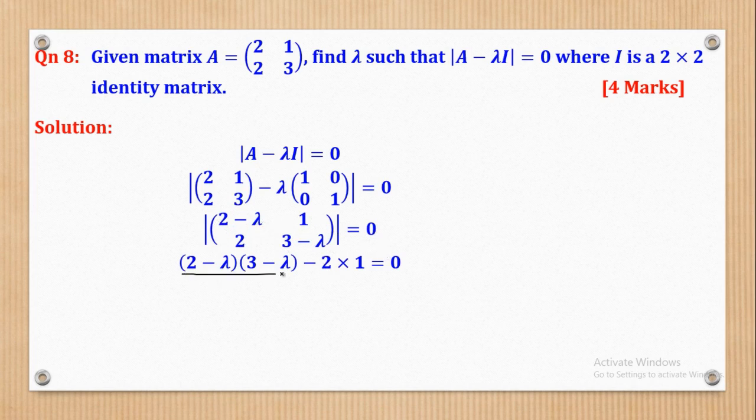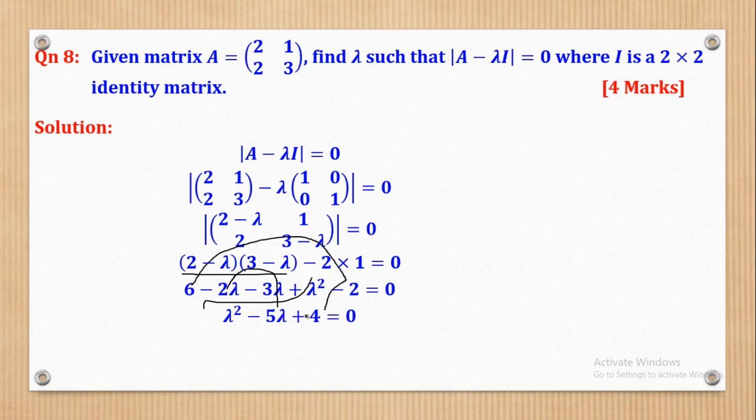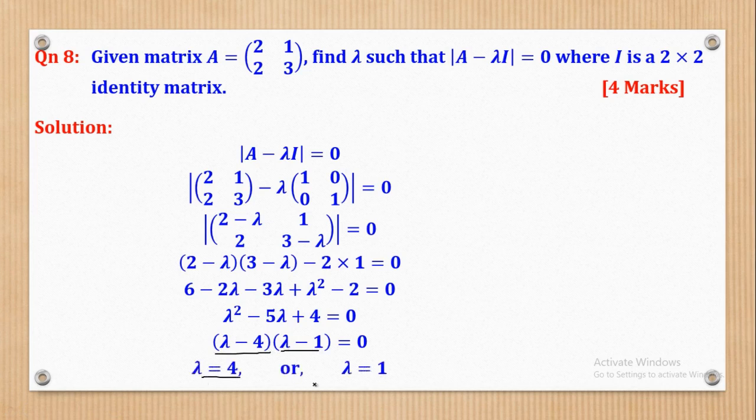The next is to open this bracket. When I open that bracket, I'll come up with that. I think you realize that this is a quadratic in terms of lambda, so I'll simplify to come up with this quadratic. Lambda squared is there. Then negative 2 minus 3 is negative 5 lambda. 6 minus 2 is 4, and this 0 is maintained. So here I can either factorize or use the formula method. When I factorize, I'll come up with lambda minus 4 multiplied by lambda minus 1. That means that lambda is equal to 4 or lambda is equal to 1.